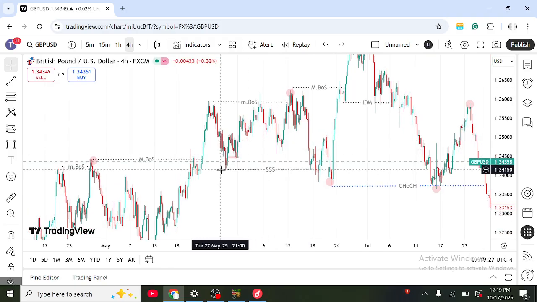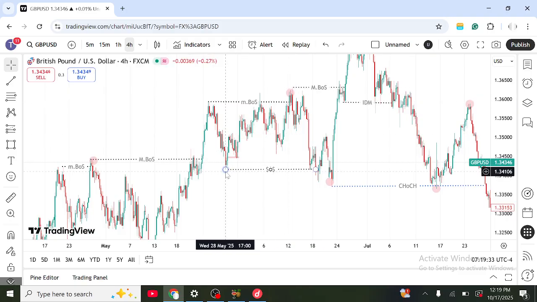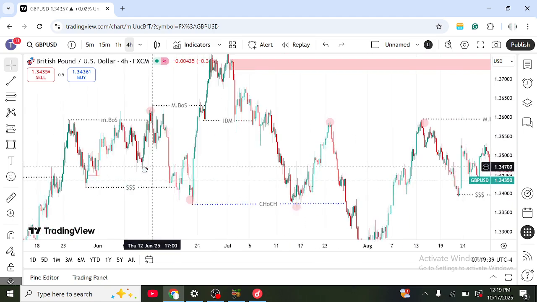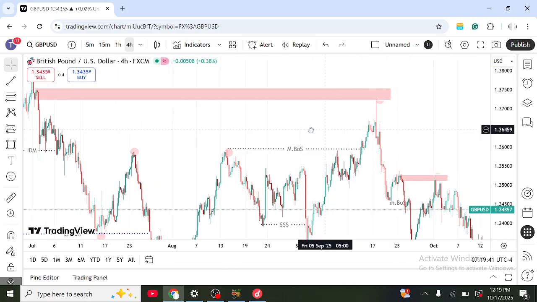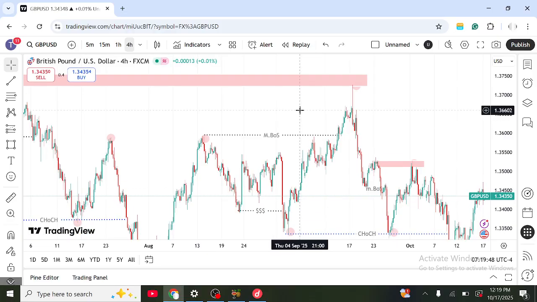So this is your, what's it called now? External inducement level, and it was liquidated up to this level, and then price pushed to the upside. So those are the two types of inducement level that we have in the market.